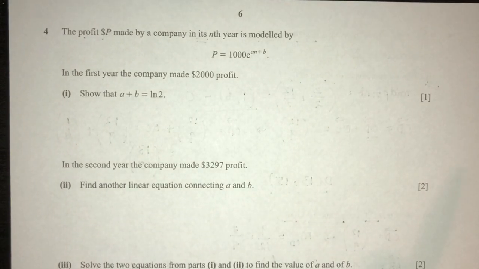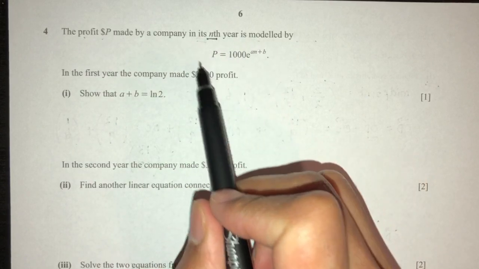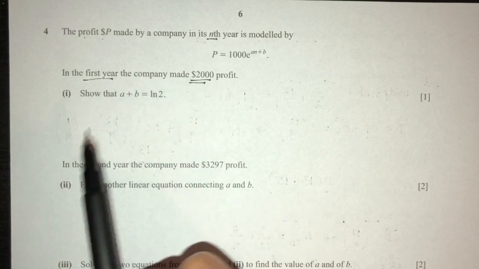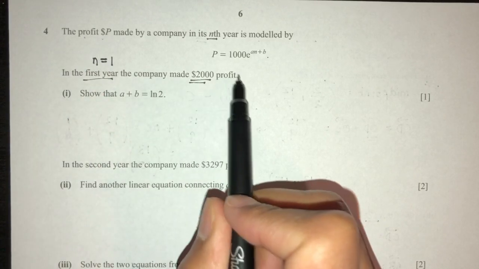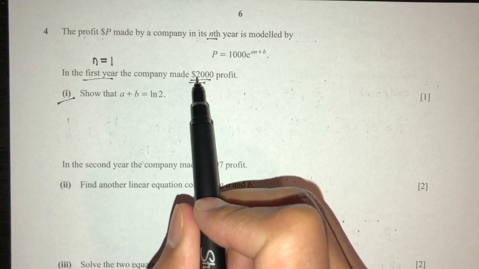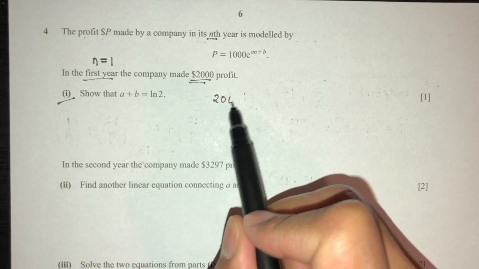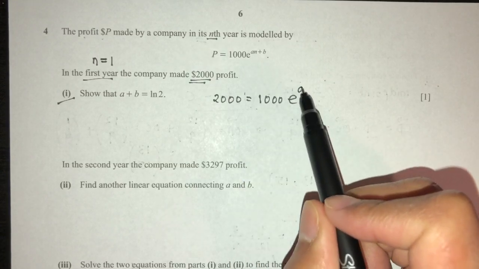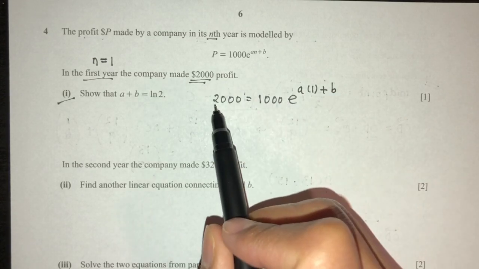Let's move on to question number 4. The profit P made by a company in its nth year is given by this formula. In its first year, the company has made $2,000 profit. So first year is n equal to 1. Part 1, show that we can form this equation. So let's do that. First, let's replace these values back in the equation. Profit is 2,000, so 2,000 equals 1,000 e to the power a times n, with n as 1, plus b. Let's simplify this.